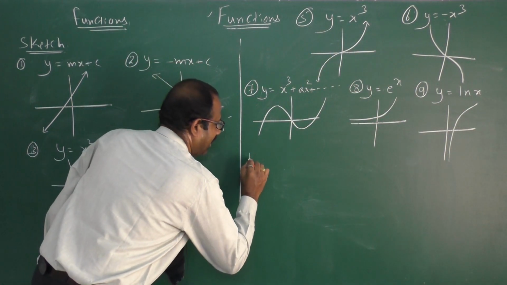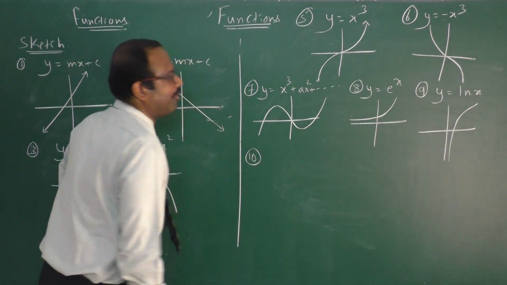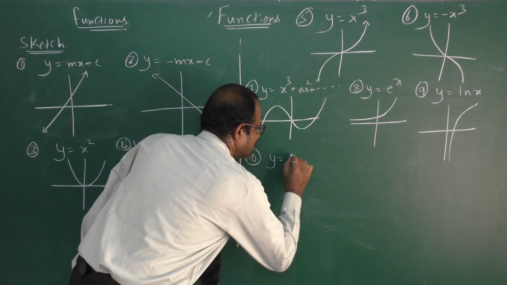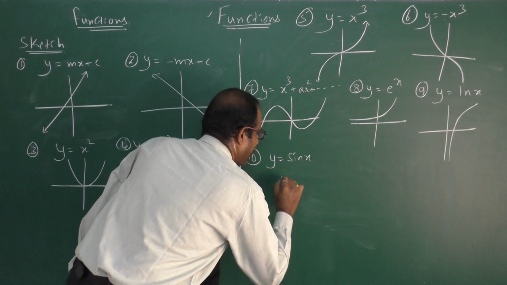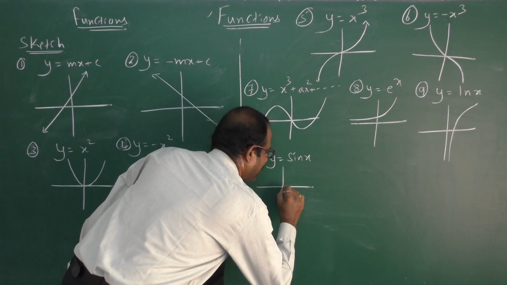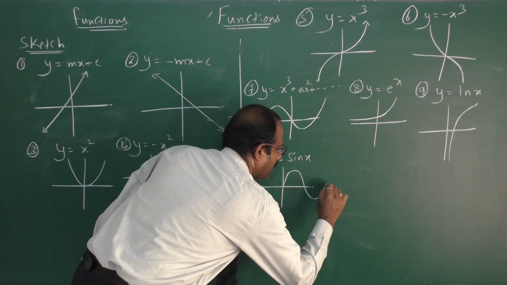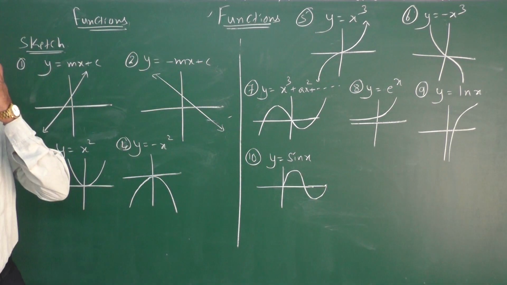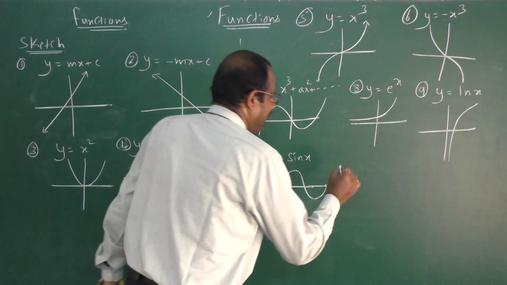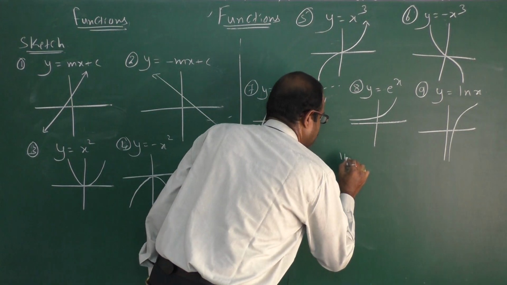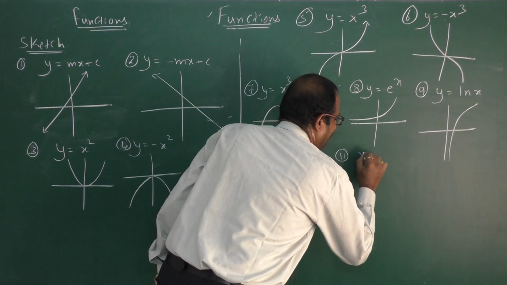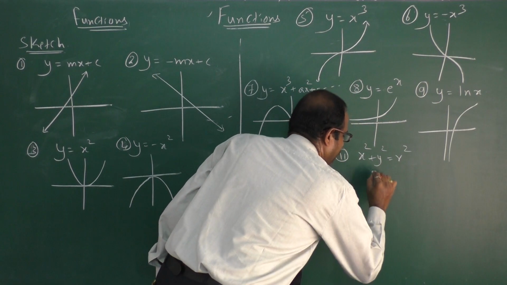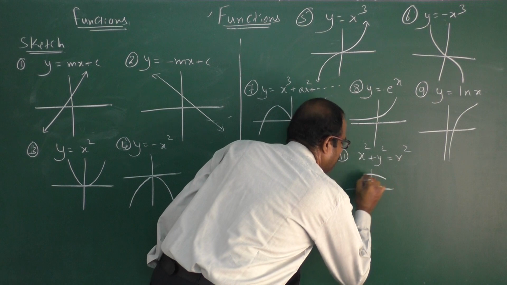Then after that you have trigonometric functions. We have many trigonometric functions like y = sin x. I'm just taking a basic one. It's like a wave once again. Now we have the equation of a circle also. If I have x² + y² = r², you get a circle.